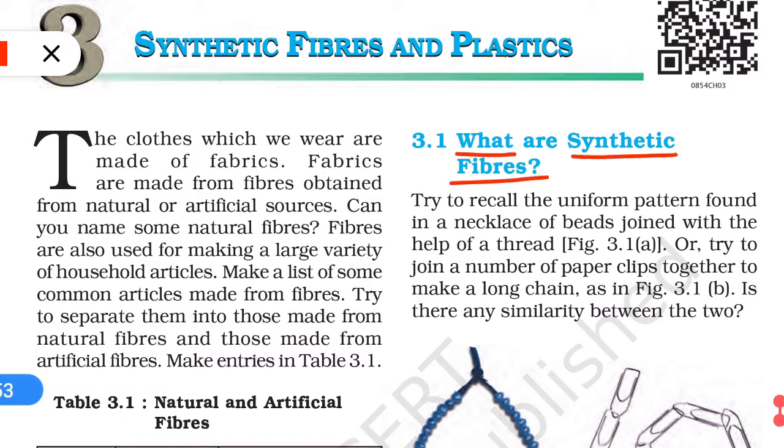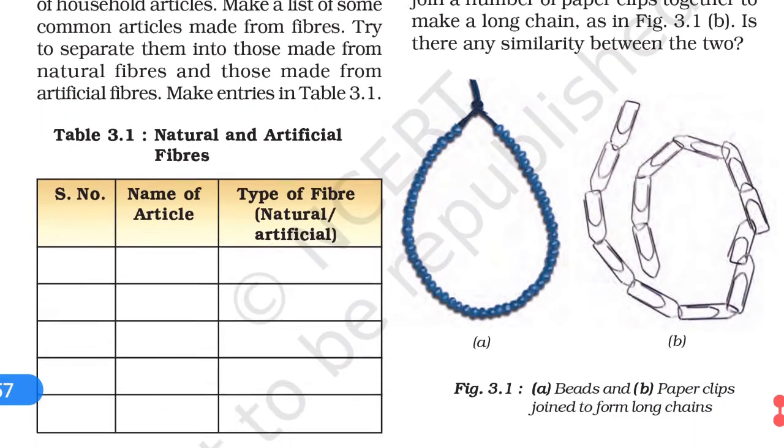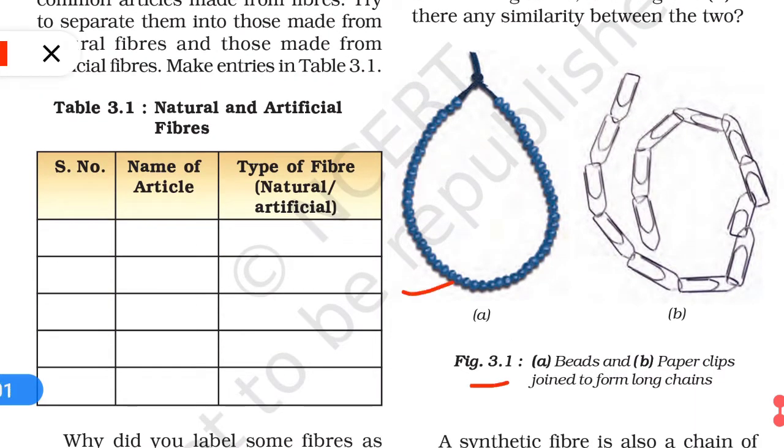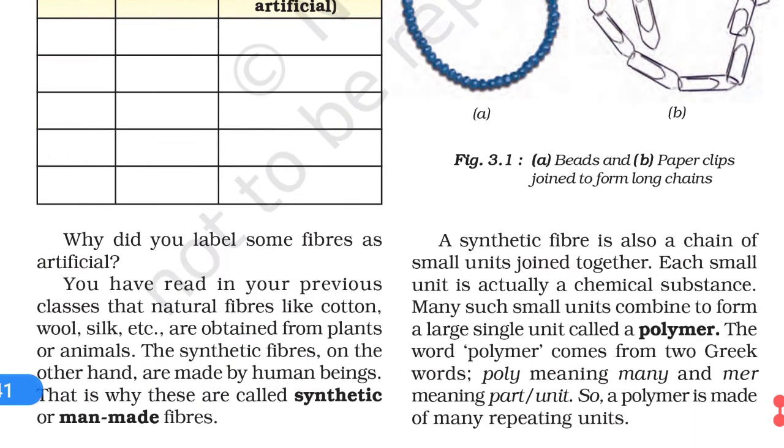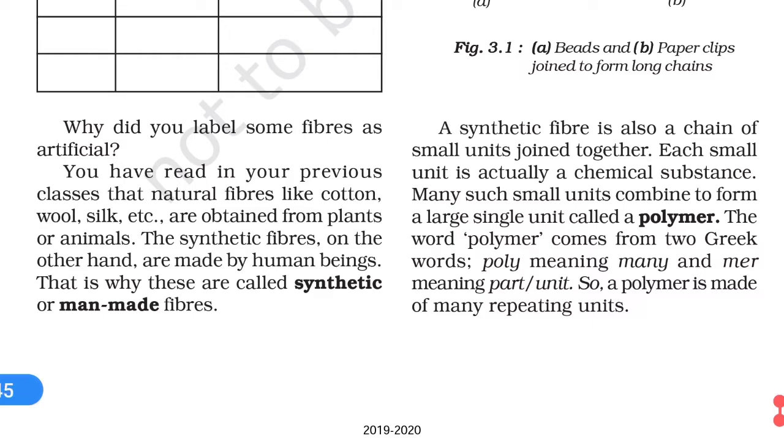What are synthetic fibers? Dear students, look at this figure number 3.1. Here you can see that this is a necklace, and you can see this is made up of many repeating beads. So the similar beads are repeating and making a very long chain. In the same way, this long chain is made up of a large number of paper clips, and each paper clip is working as a unit. So we can say that a large number of small and similar units are making a long structure. Something similar is there in synthetic fibers also.